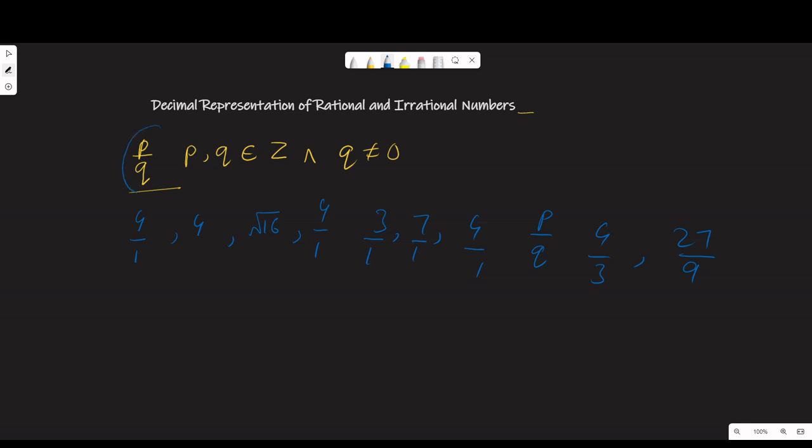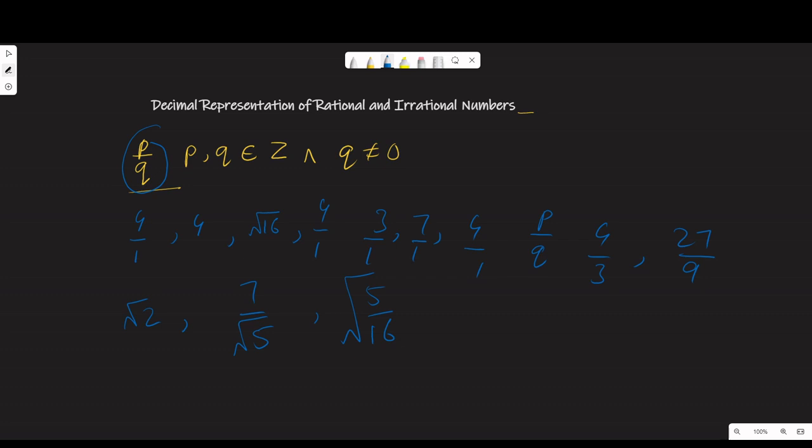Now, irrational numbers are anything which cannot be written like this. For example, the square root of 2, or 7 over the square root of 5, or the square root of 5 over 16. These are irrational numbers.